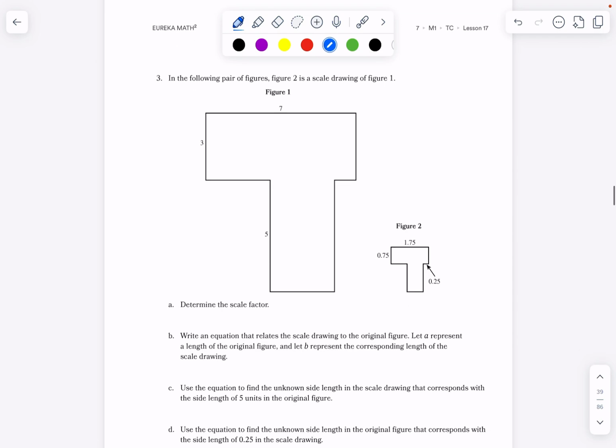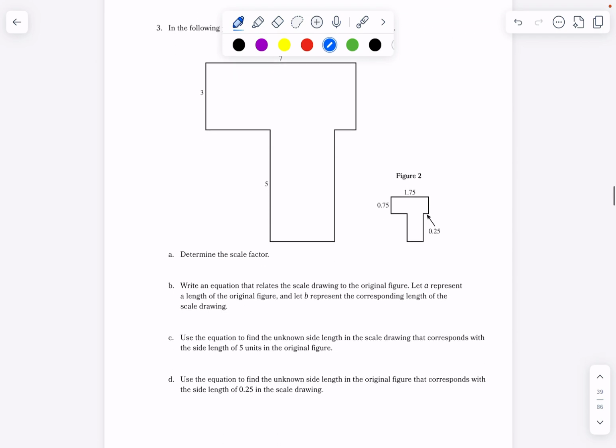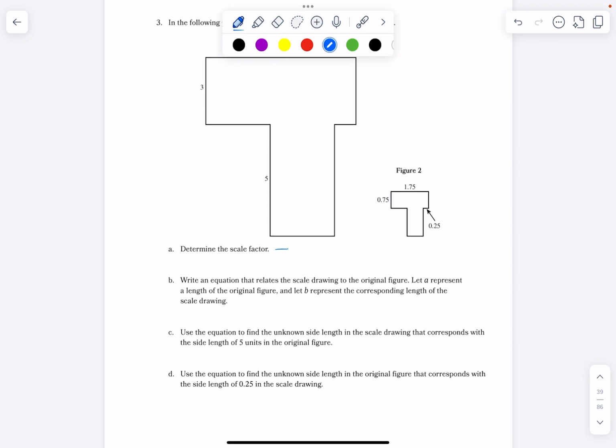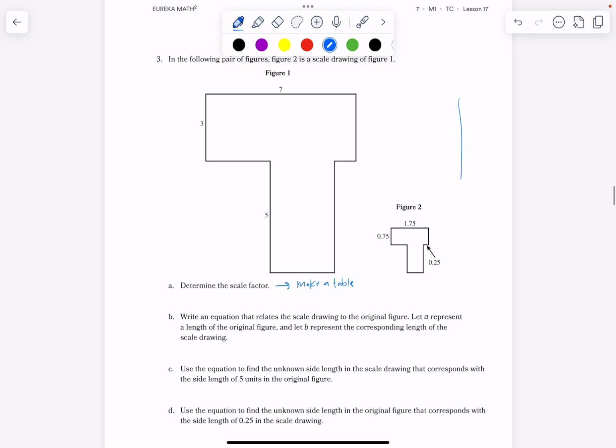Number 3 is really similar to number 2. Again, to determine that scale factor, make a table. And to find that scale factor, I'm just going to match up the corresponding side lengths, right? So we have shape X, we have shape Y. And so we're going to take a side length of 7 and match it up with 1.75. 7, 1.75. And then I'll do one more for you. We have 3 and 0.75.